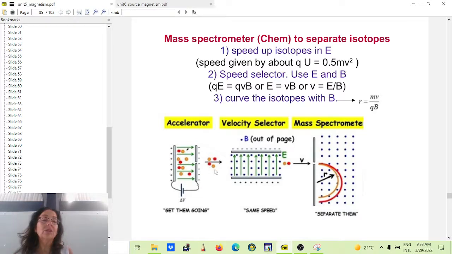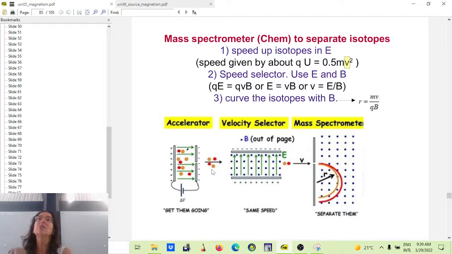So let's say I have a bunch of isotopes that I want to sort out. The first step, I'm going to ionize them and speed them up through a potential. So you will say, okay, that means I know the velocity. Yeah, but the velocity is not precise. If you take a statistics class, there is always a bell curve. So maybe it's going to have some percentage error, so it's not exact. So you really want a given velocity.